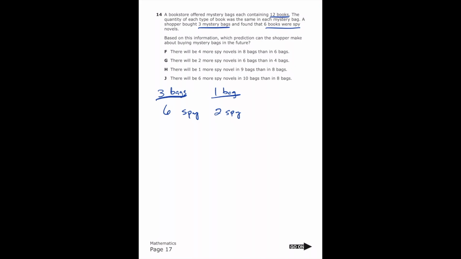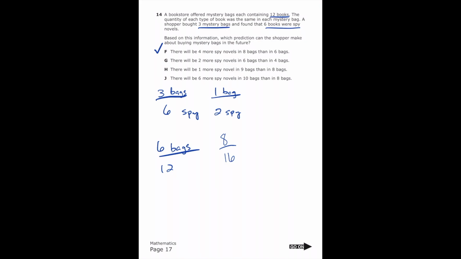So letter F says there will be 4 more spy novels in 8 bags than in 6 bags. Well, using the same relationship, in 6 bags, we should end up having 12 spy novels. And in 8 bags, we should end up having 16 spy novels. So that is 4 more spy novels. All right, so I'm thinking that's probably true. But let's go ahead and check the others.